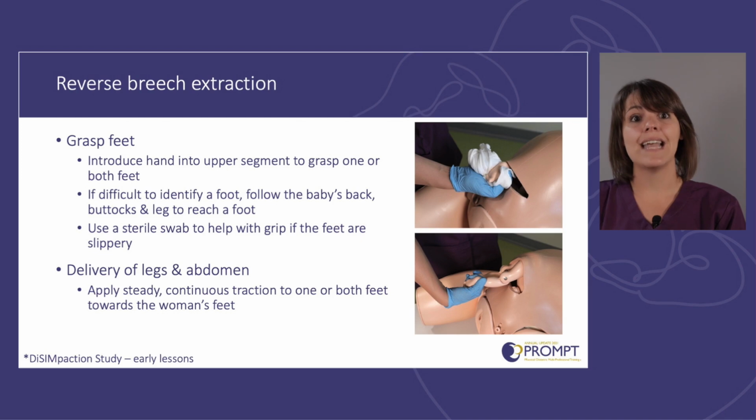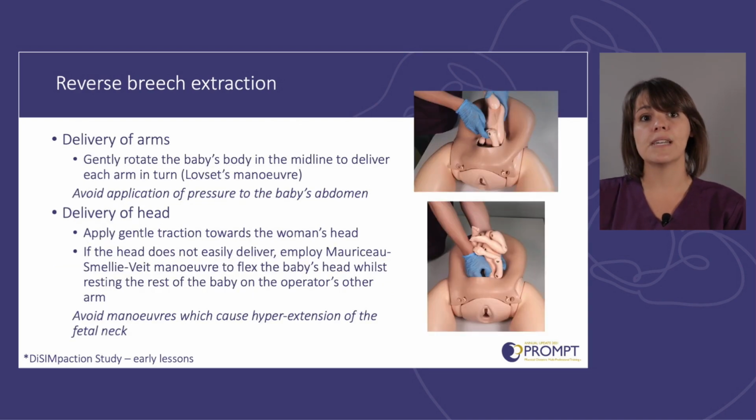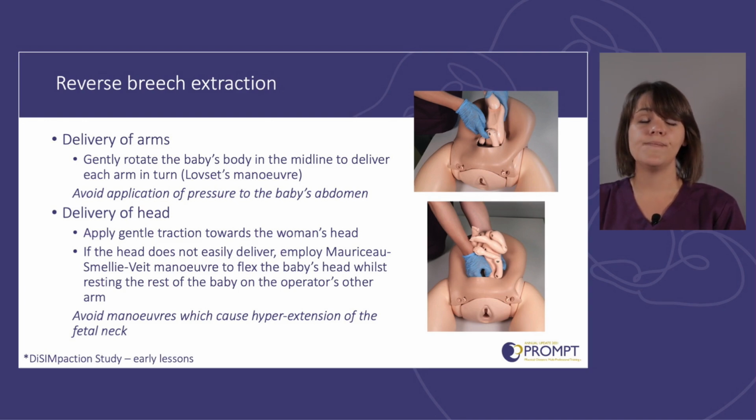In order to deliver the legs and abdomen, apply steady, continuous traction to one or both feet towards the woman's feet. To deliver the arms, Lovset's manoeuvre can be performed, gently rotating the baby's body in the midline to deliver each arm in turn. It's crucial that any application of pressure to the baby's abdomen is avoided during this manoeuvre. To deliver the head, gentle traction should be applied towards the woman's head. If the head doesn't easily deliver, then Mauriceau-Smellie-Veit manoeuvre can be performed to flex the baby's head whilst resting the rest of the baby on the operator's other arm.